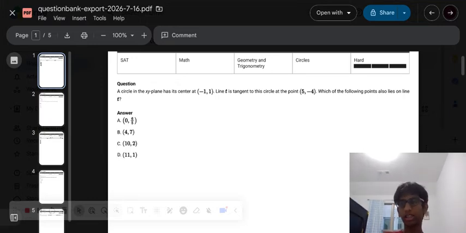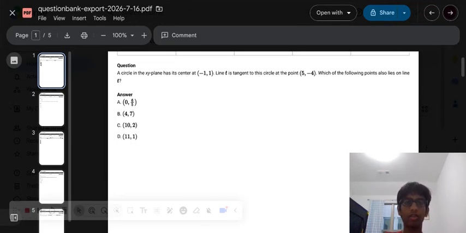Our first one says, a circle in the xy plane has its center at negative 1, 1. Line T is tangent to the circle at the point 5, negative 4. Which of the following points also lies on line T? So whenever we get these coordinate geometry type problems, we always have to try and draw a coordinate plane in order to try and see how this problem fits together.